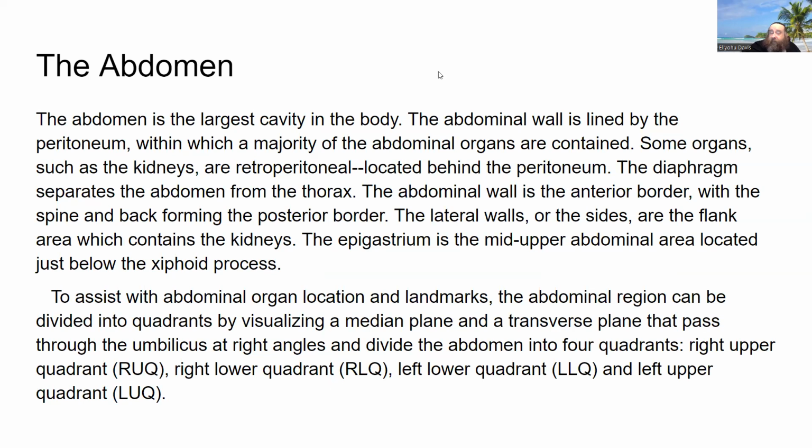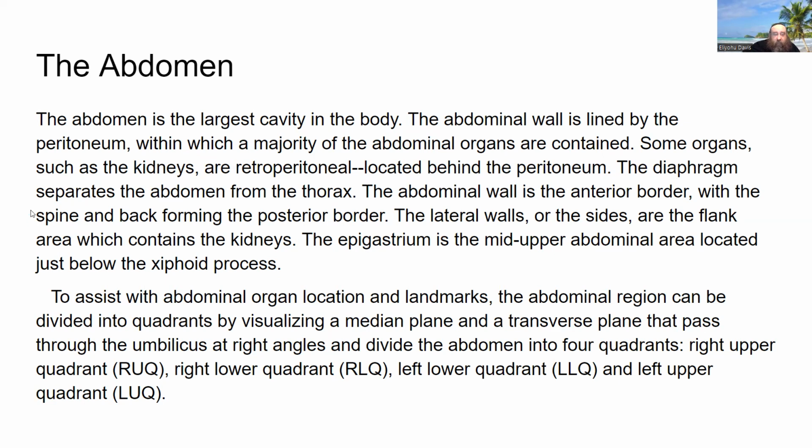All right, let's talk about the abdomen a little bit. It's the largest cavity in the body. For some of us, larger than others. The abdominal wall is lined with the peritoneum. I mentioned before peritonitis, which will be an infection of said peritoneum, which is the lining of most of the abdominal organs. And look what I wrote, the majority of abdominal organs are contained. Okay, so for example, the kidneys and the pancreas are not in the peritoneum. We call those retroperitoneum. They are behind it.